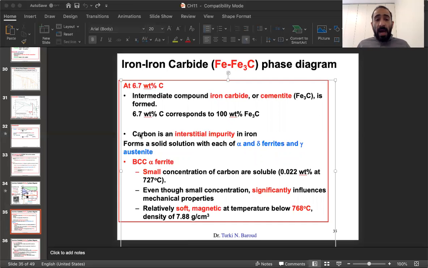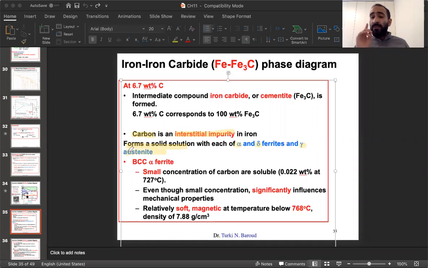Okay, carbon. How will the carbon be located inside the iron structure? Well, carbon will be an interstitial impurity inside the iron. So it will not be a substitutional alloy. It will be an interstitial alloy because carbon will be located only in voids between the iron atoms.